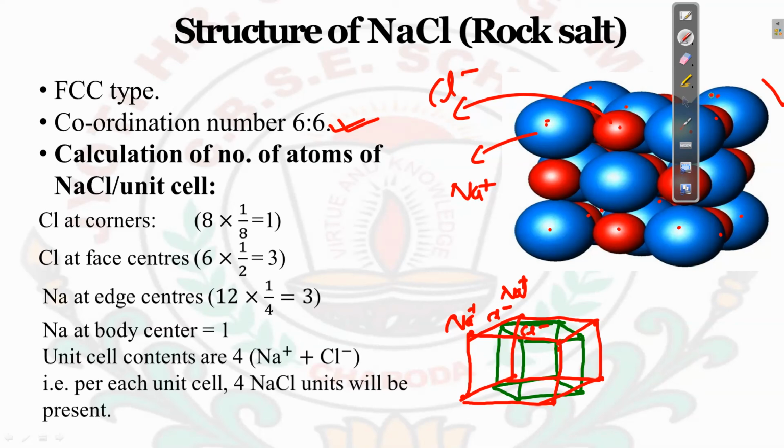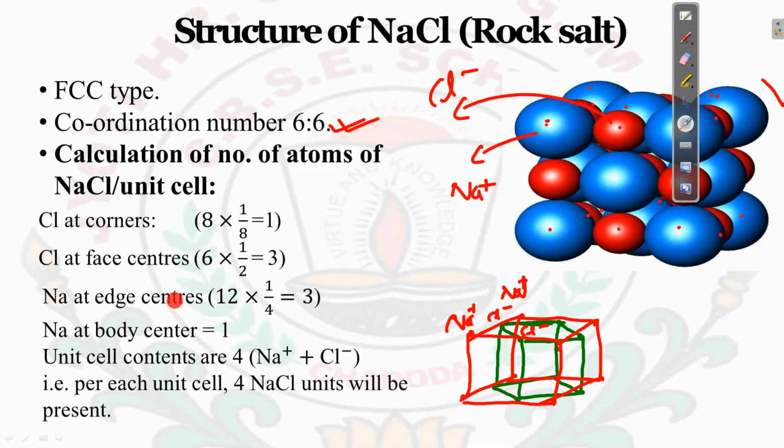How will you calculate the coordination number here? How much chlorine is present at the corners? It is 8 into 1 by 8, which means 1 chlorine atom is contributing here. How many face-centered chlorine atoms are present? 6 into 1 by 2, so 3 of them are present as face centers.